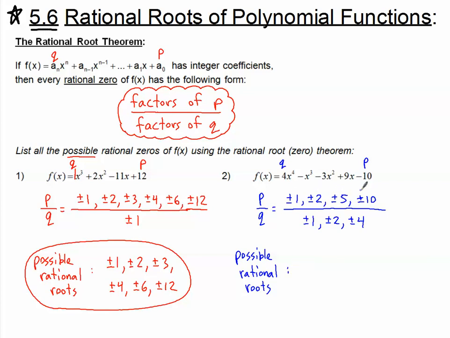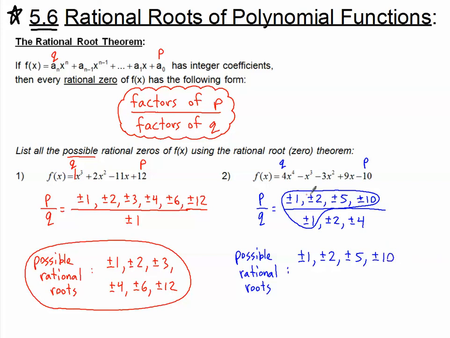I'm going to take all 8 of these factors and divide them by plus or minus 1. And when I do that, nothing actually changes. I'll go ahead and draw a circle around this division that I'm doing first. Nothing actually changes, so it's really just the same numbers as are in the numerator, plus or minus 1, plus or minus 2, plus or minus 5, and plus or minus 10.